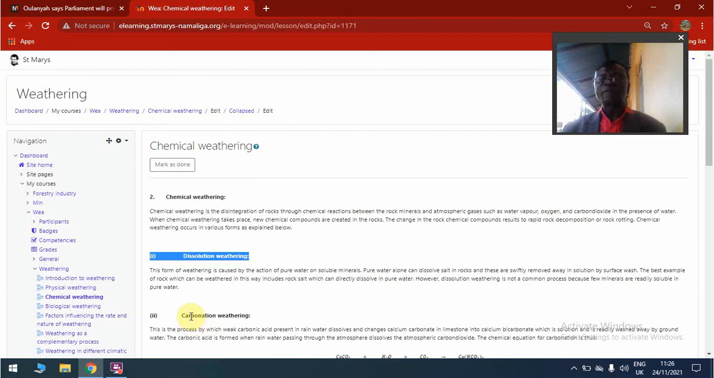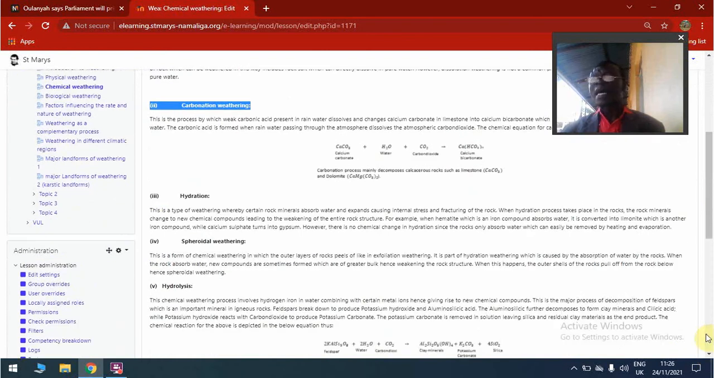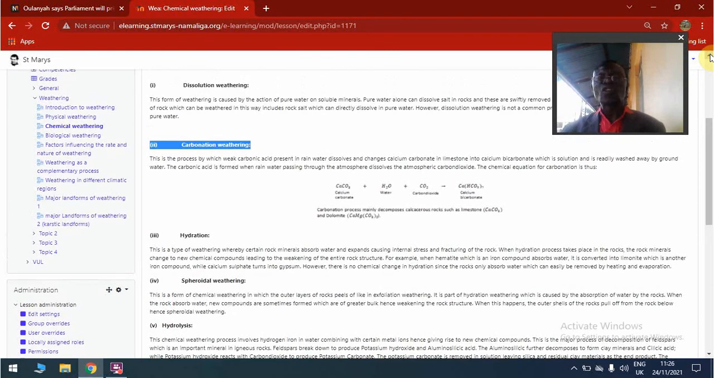Then the second type of chemical weathering is what we call the carbonation weathering. Sometimes we call it solution weathering. This form of weathering occurs when highly soluble rocks such as limestones and dolomites are attacked and dissolved readily in carbonic acid, and that's why it is called carbonation weathering. How is this weathering process possible?